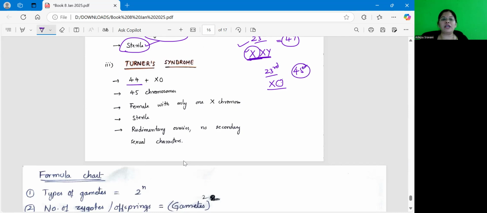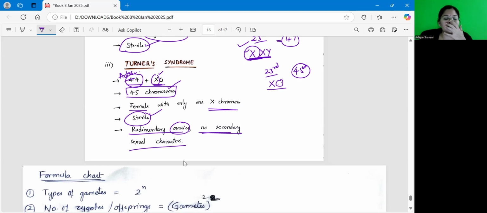So 44 are the autosomal chromosomes plus XO. Only one X chromosome is present. That condition is Turner's, which is seen in females. So the total number of chromosomes will be 45. Female with only one X chromosome, the person will be sterile here. Rudimentary ovaries, no functional ovaries, no secondary sexual characters, the person is sterile. Okay, so this is all about the genetic disorders.